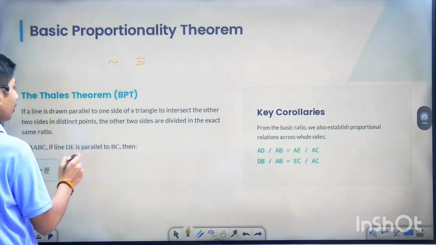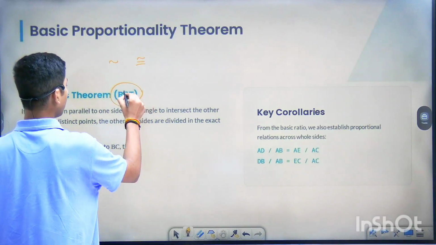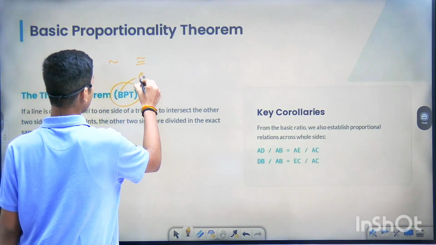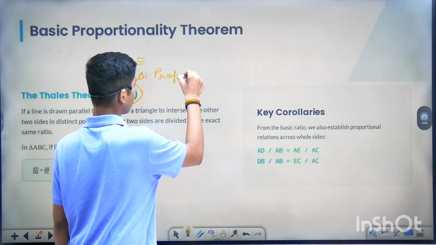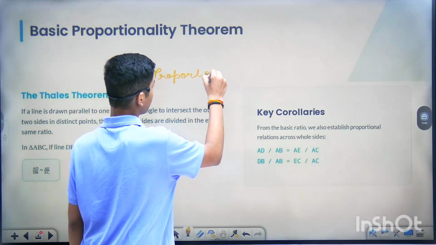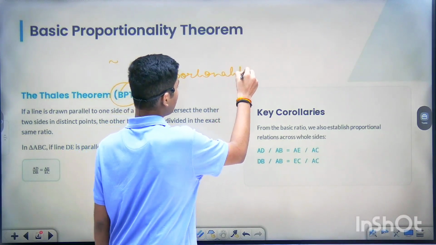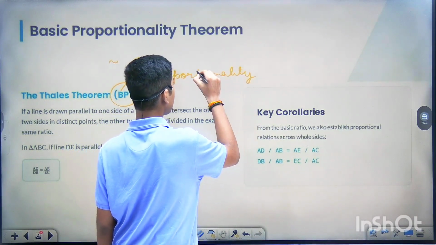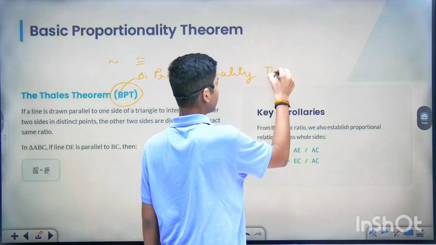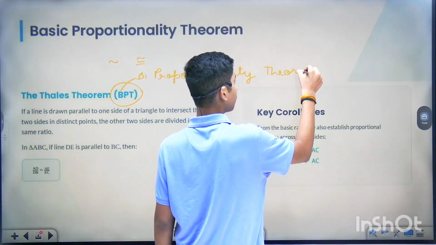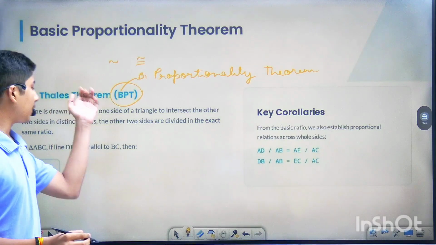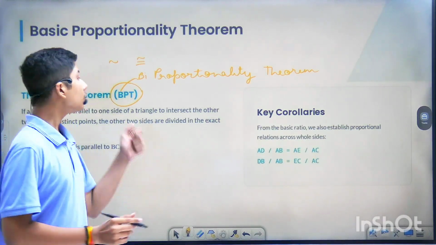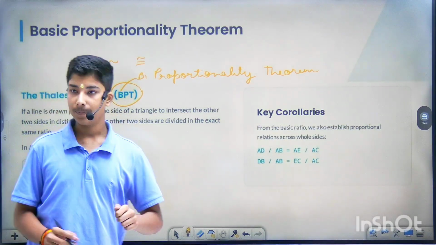Thales theorem, also known as BPT theorem, or you can say basic proportionality theorem. By proportionality theorem, also known as BPT theorem and also known as Thales theorem.